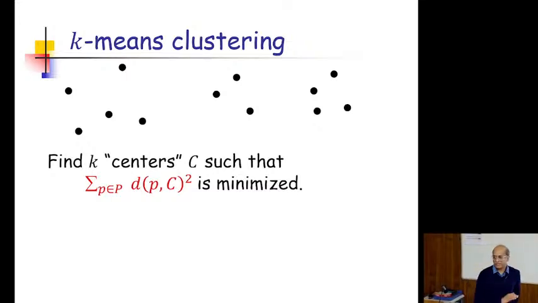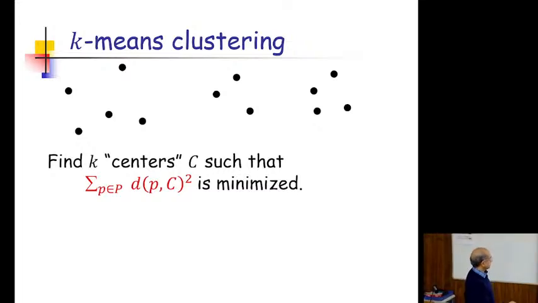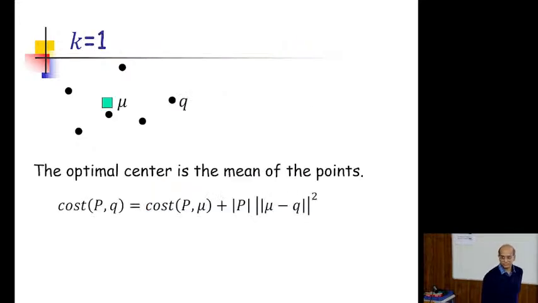So let's see what is known for even k equals 1, the most basic case. If you are doing k-means and k is equal to 1, it's easy to show that the optimal center is the mean of the set of points. The reason is very simple. If you look at any other point q and you measure the distance of all the points p to this q, the cost can be decomposed into cost of p to mu plus some term which is essentially proportional to the distance between mu and q, squared. So if you want to minimize this, you're better off picking q as mu. That just shows that the mean is the optimal solution when k is equal to 1.